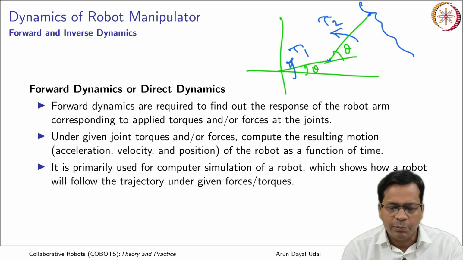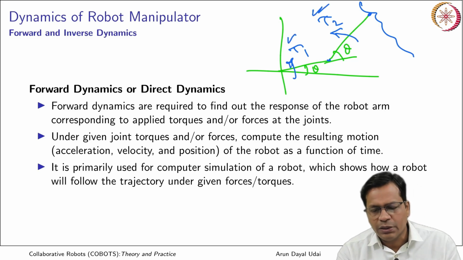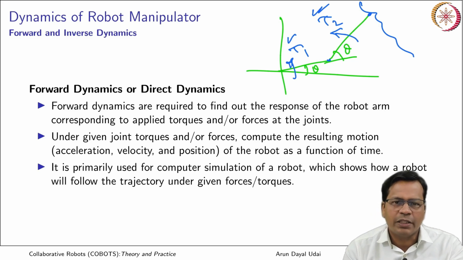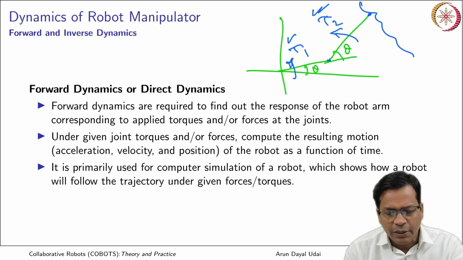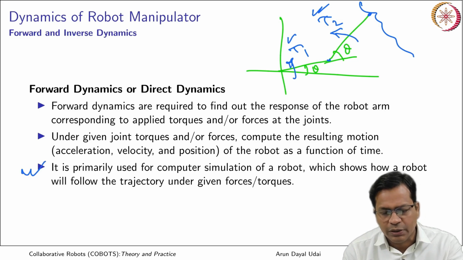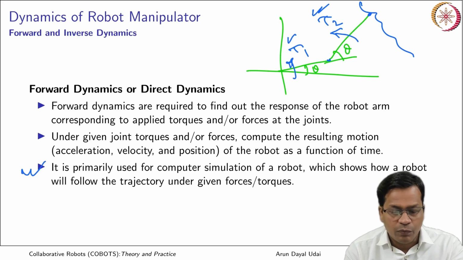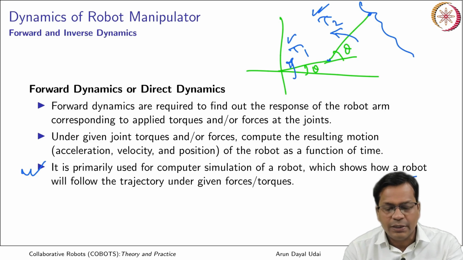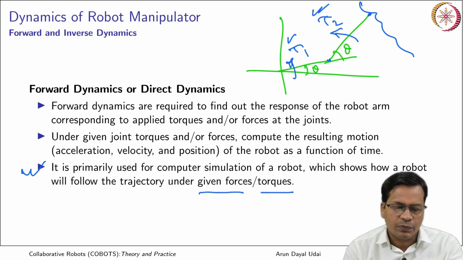So, forward dynamics is essentially the study of robot motion corresponding to the joint forces or torques. In the case of rotary joints it is torque, but in the case of prismatic joints they are forces. It is primarily used for computer simulation, which shows how a robot or a cobot will follow the trajectory under given forces and torques.